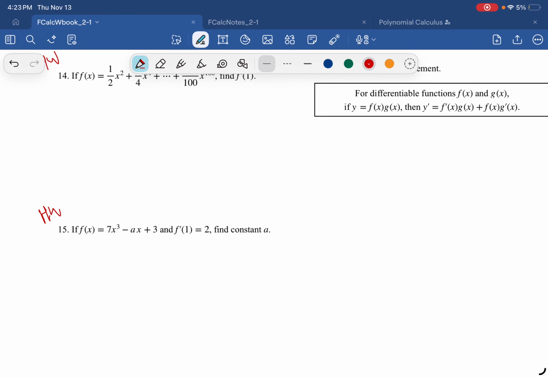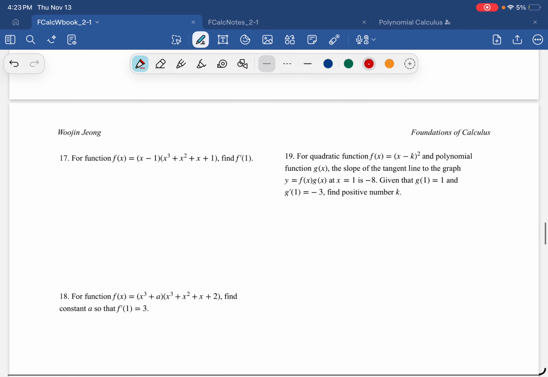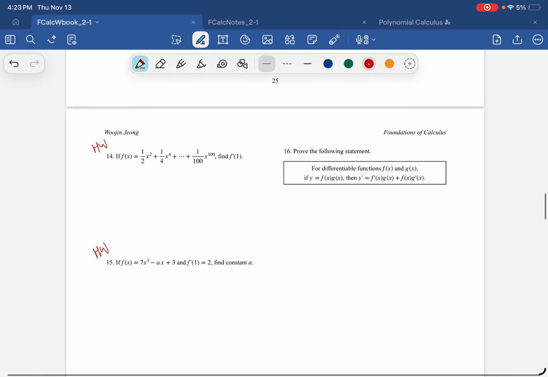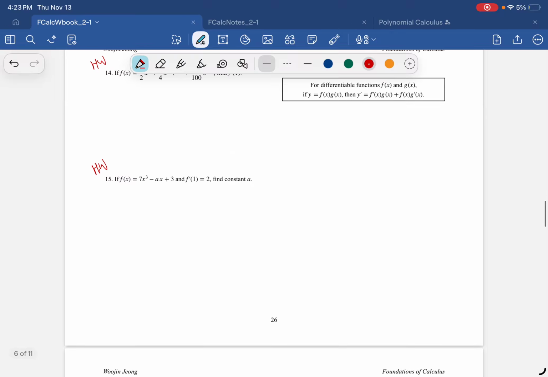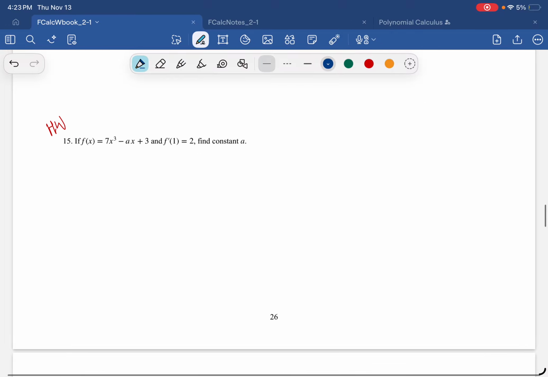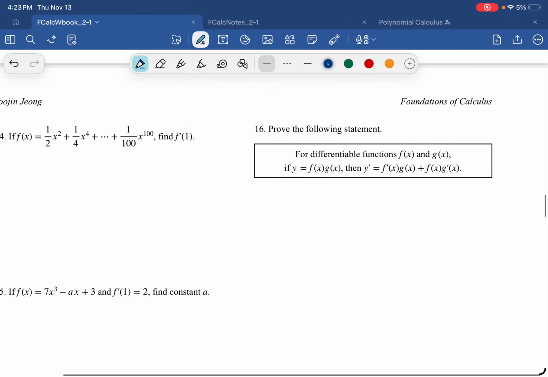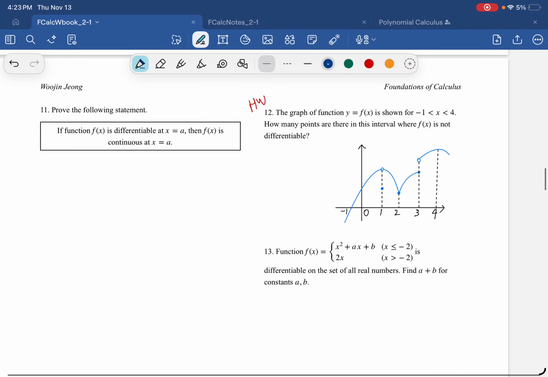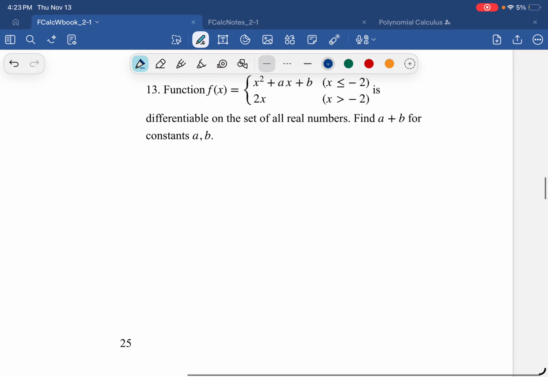Number 15 for homework. Yeah, so once you learn the definition, I think there's a lot of problems that you can do. Okay, so why don't we cover up to number 15 for today's class, okay? And number 16, if you want to go over the proof again, if you want to rewrite that down, you're welcome to do so. Okay, so let's finish off with number 13 for today.